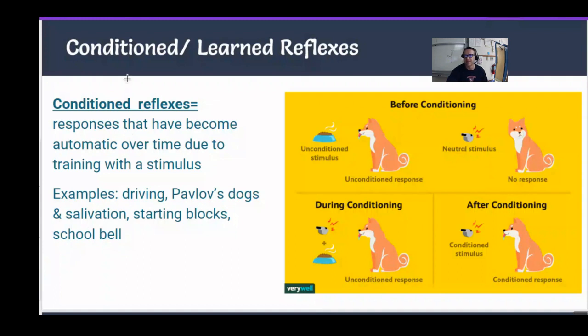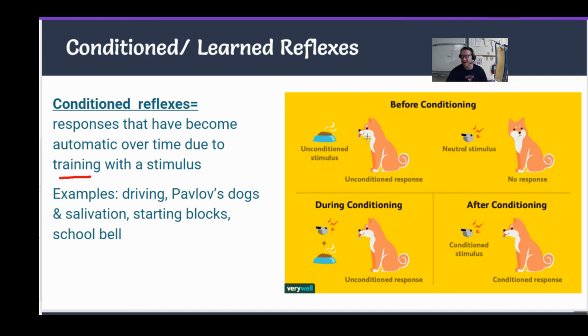And our last type of reflex is conditioned or learned reflexes. All right, so conditioned reflexes are responses that have become automatic over time due to training with a stimulus. So over here we have the classic example of what's called Pavlov's dogs. Pavlov, a scientist, did some experiments, and it's called classical conditioning.